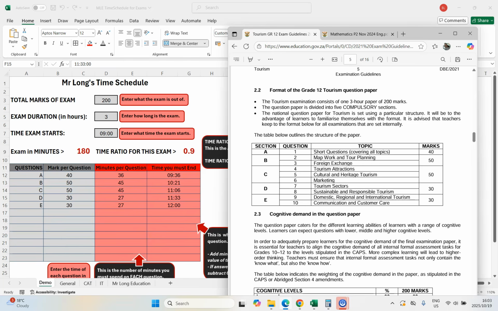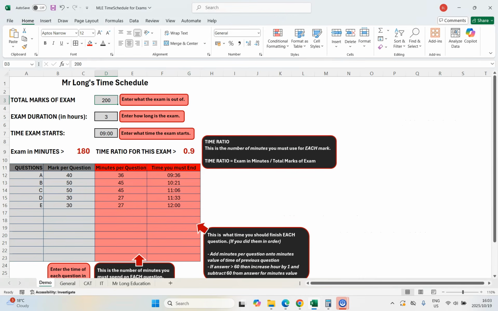So to recap, you type in the marks for the exam and how many hours it is. Now just convert the hours to minutes. Once you've got those two values, you take the minutes divided by the marks and you get your time ratio. Once you've got your time ratio, you take whatever the marks are for each question and multiply that by your time ratio. So 40 times about 0.9 is 36. 50 times about 0.9 is 45. 30 times about 0.9 is 27.